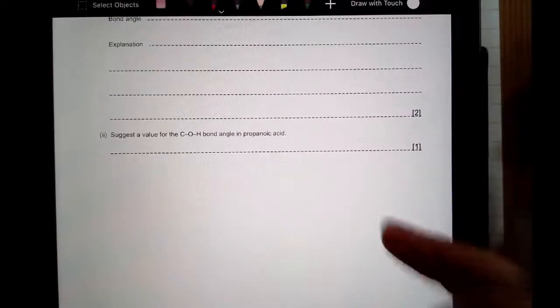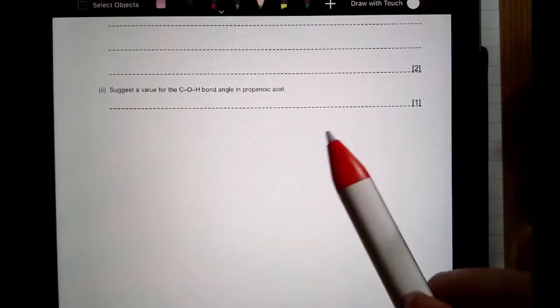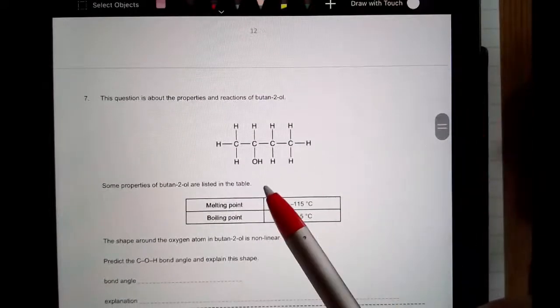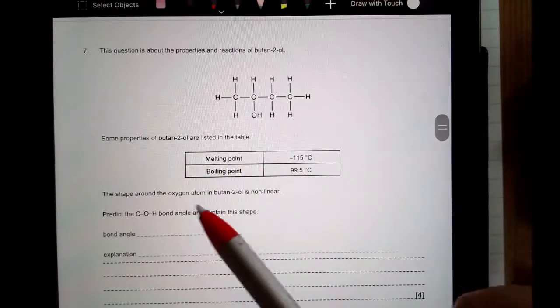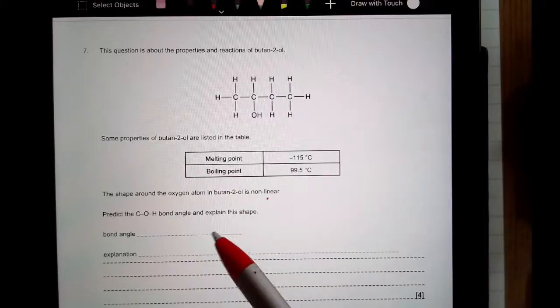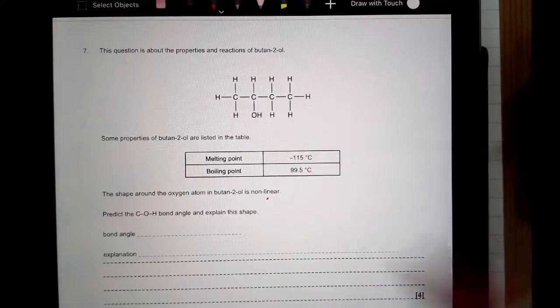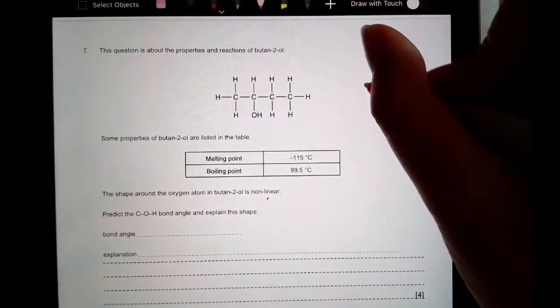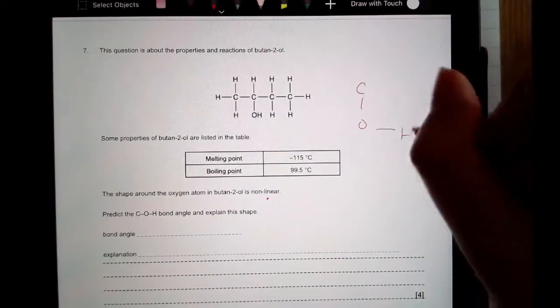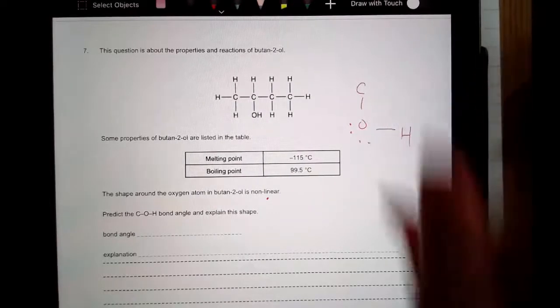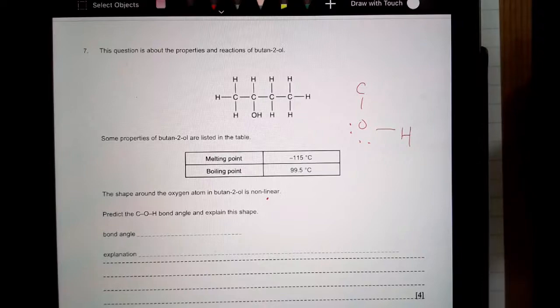And the angle is 104.5. So 104.5 will be your answer there. The next one's actually the same question. The shape around the oxygen atom is non-linear, and they wanted to know the angle. So they told you it's not linear because, again, if I drew that out in full, I've got a carbon bonded to an oxygen bonded to a hydrogen. There are two bond pairs, but what's not shown is the two lone pairs on oxygen. Again, those lone pairs are present.